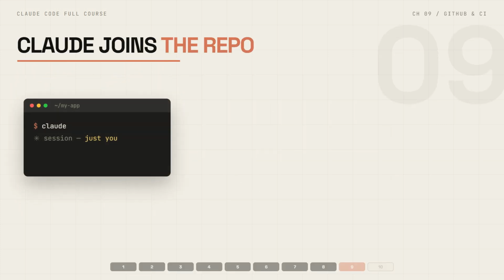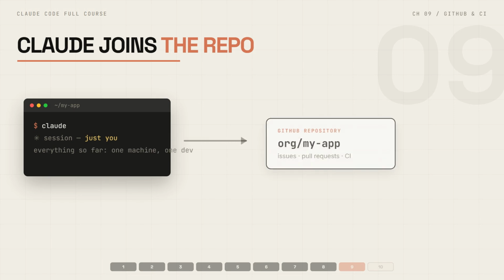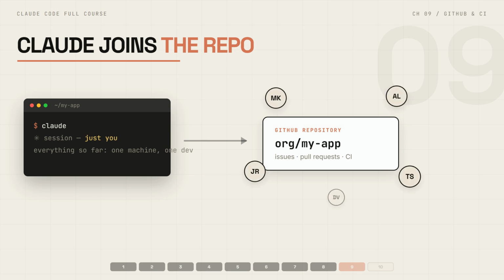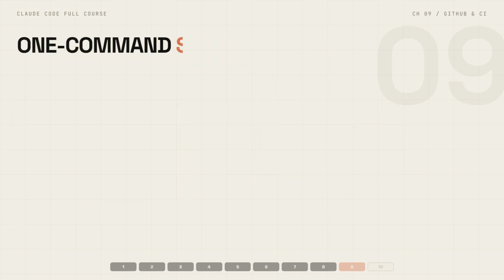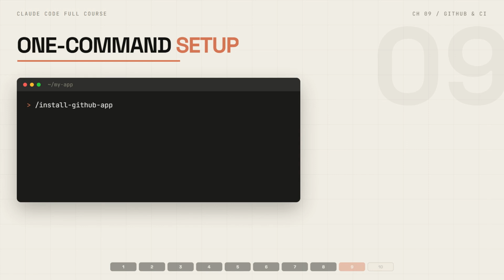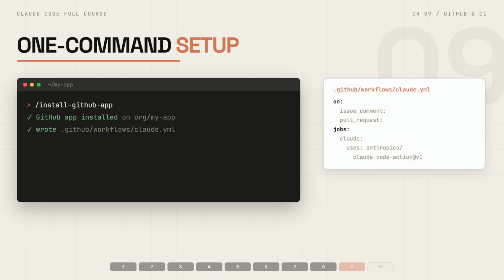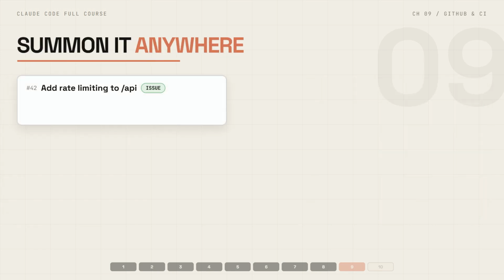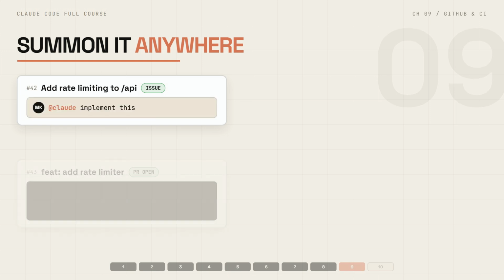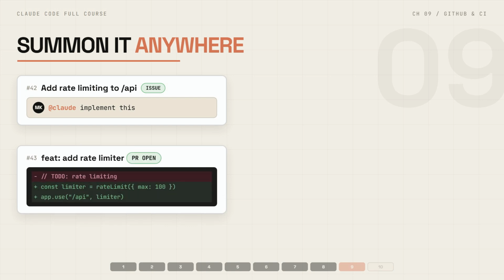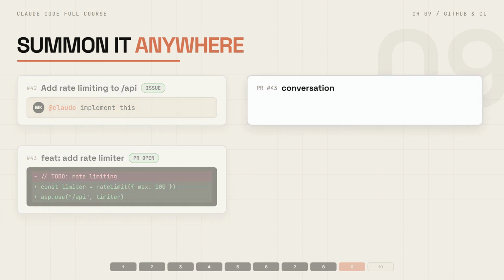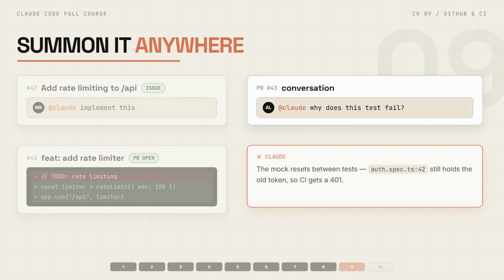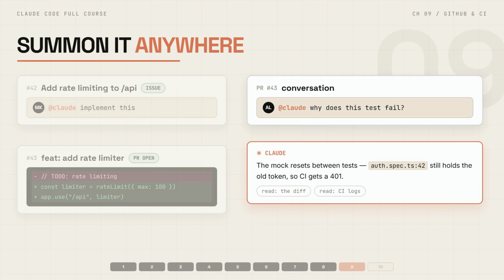Chapter 9. Everything so far lived in your terminal. Now we wire Claude into the repository itself, where it works for the whole team. Setup is one command, /install-github-app. It installs the app, writes the workflow file, opens the PR. Merge it, and your repo has Claude on staff. From now on, any issue or pull request can summon it. Comment, "@Claude, implement this." And it reads the issue, writes the code, and opens a pull request. Same on a PR. "@Claude, why does this test fail?" It reads the diff and the CI logs and answers in the thread.